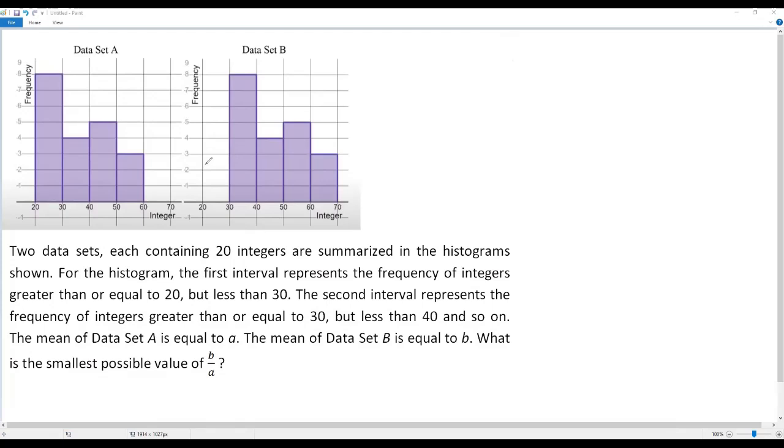Here we have a SAT math problem. Okay, let's go to the question. Two data sets each containing 20 integers are summarized in the histogram shown.